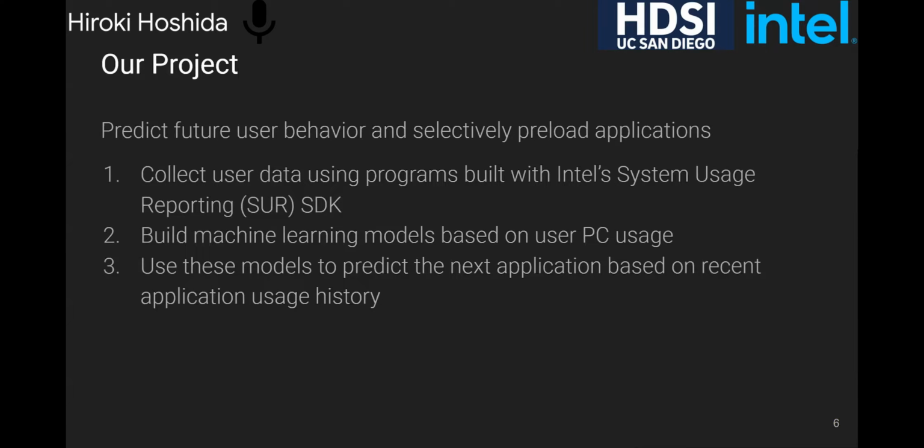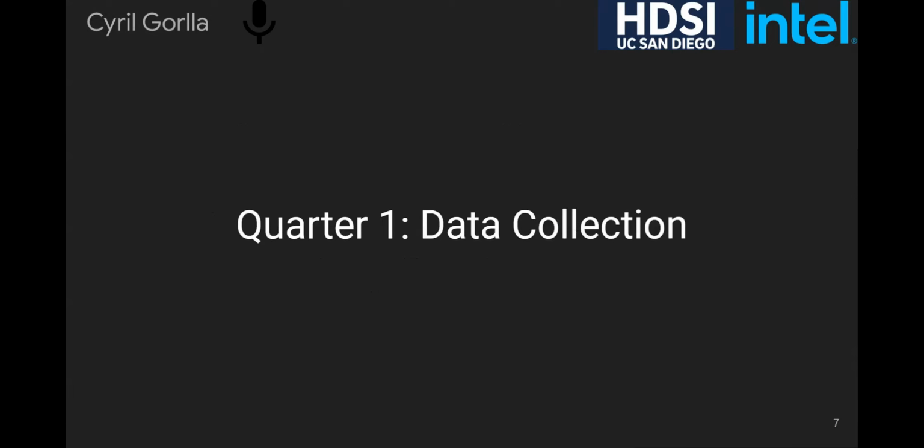So, for our DSC 180 project, we aim to tackle the issues presented previously by predicting future user behavior and preloading only select applications. First, we collected user data with programs built with Intel's System Usage Reporting SDK. Then, we built machine learning models trained on the user data collected. Finally, we use these models to predict future user behavior and predict applications the user may open next. Now, we'll explore the first half of our project, where we focused on creating the programs to collect the user data that we'll use to predict app loading later on.